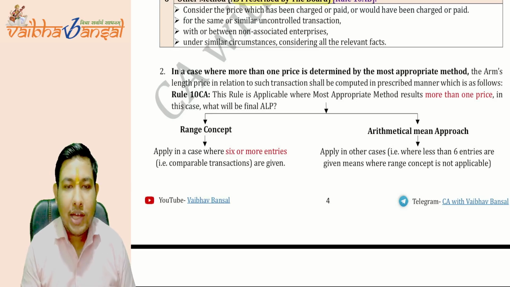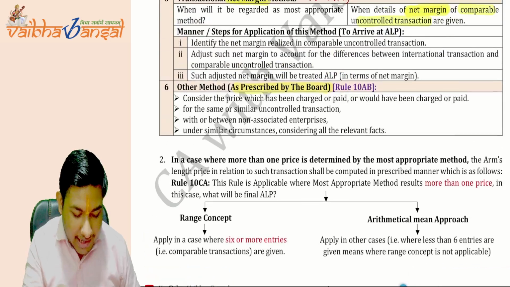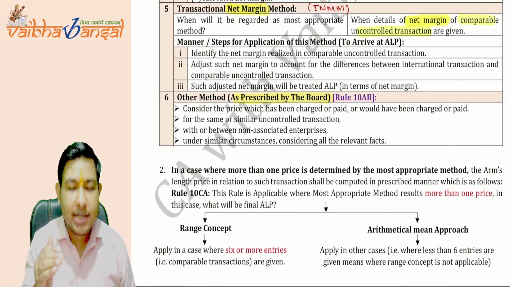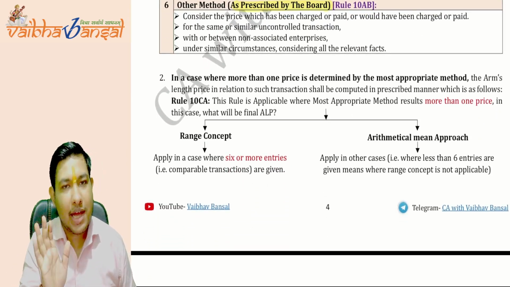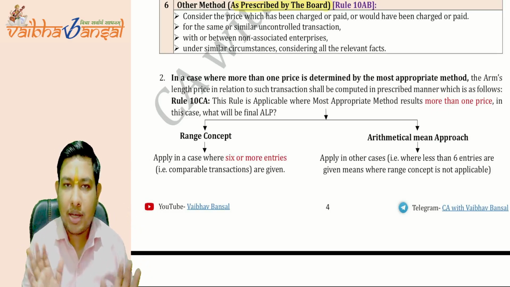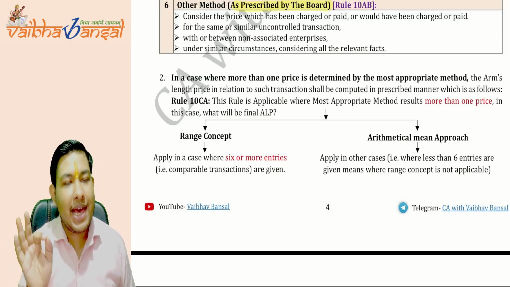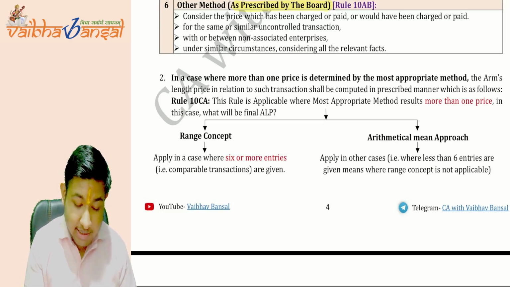If there are six or more entries that have come by applying the above six methods, then only the range concept is applicable. Otherwise, you have to switch to the arithmetical mean concept. Is this point clear?